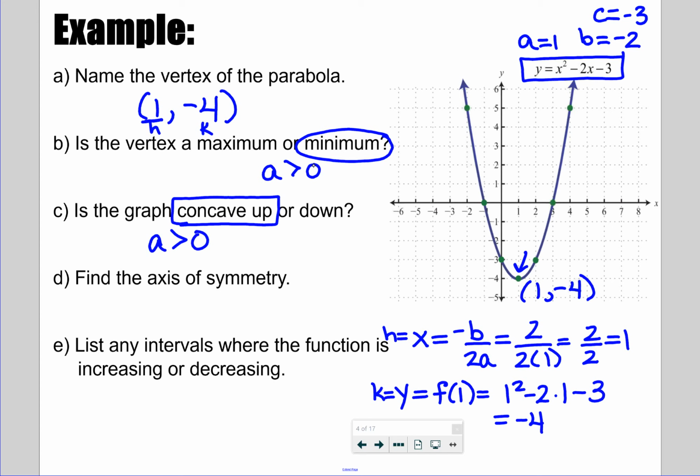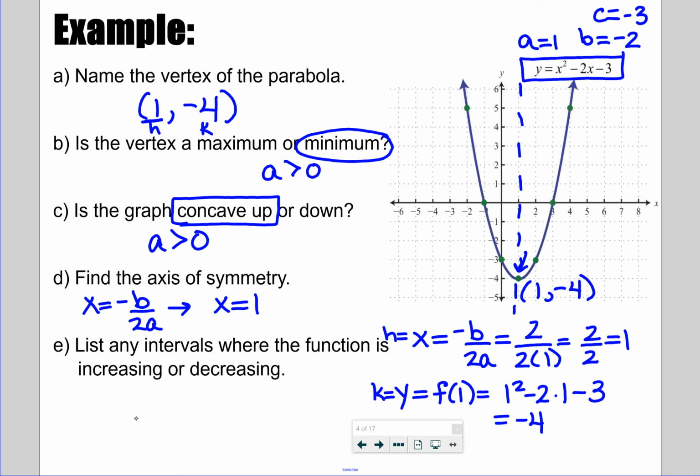Find the axis of symmetry. Axis of symmetry is always x equals negative b over 2a, which again, we already calculated that, x equals 1. So that means the vertical line, x equals 1, if I drew that in here, would create symmetry on my graph, meaning I could flip my graph over that line, reflect it over that line, and it would look exactly the same.